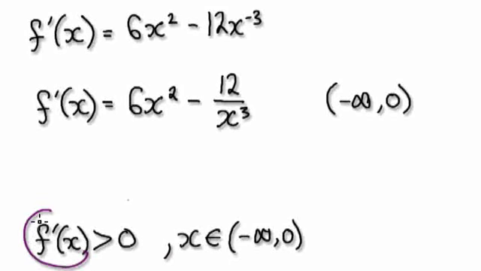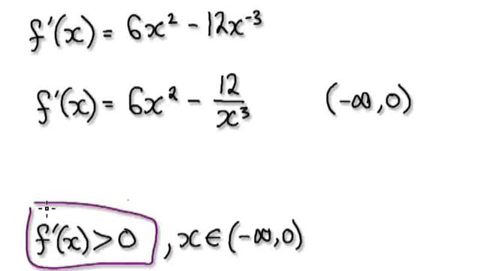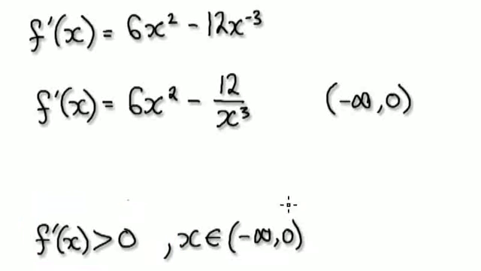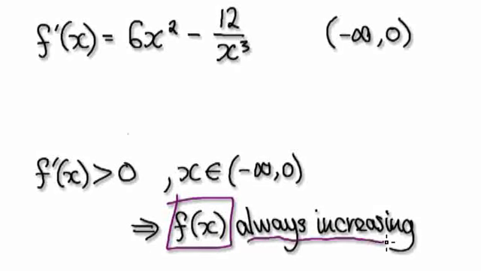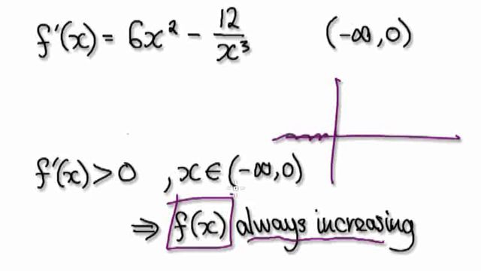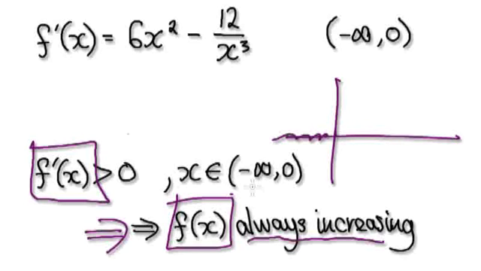So what this statement is really saying is that the derivative will always be greater than 0 in this region here. Well, if the derivative is greater than 0, it would imply that the original function will always be climbing, will always be increasing. So in this region here, because f prime is greater than 1, it must imply that the original function must always be climbing.